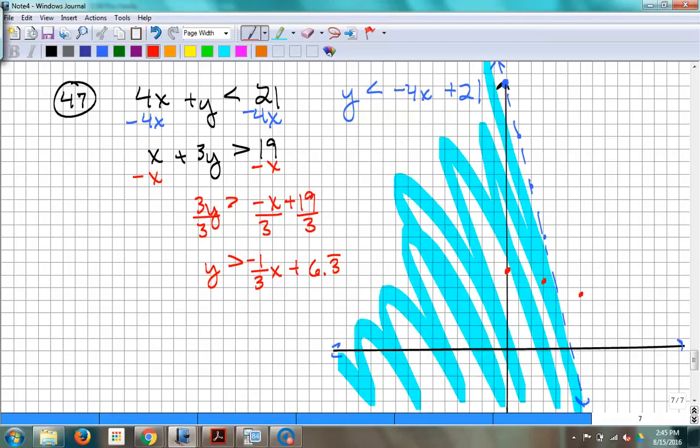And then dotted line again. I'm going to check 0, 0. 0 greater than 6 1/3? No, so I'm going to shade away from the origin, which would be this top half here. So the answers will be in that overlap section. So this is your solution area. Here's your solution area.